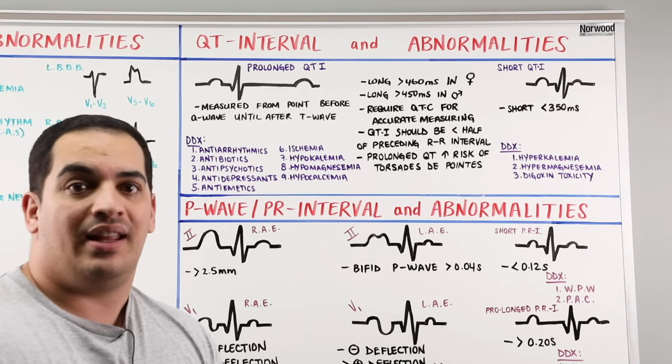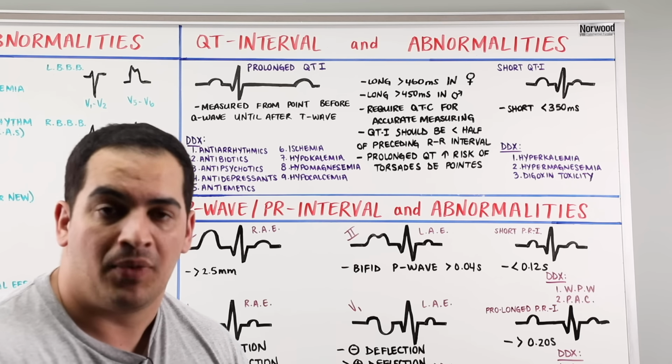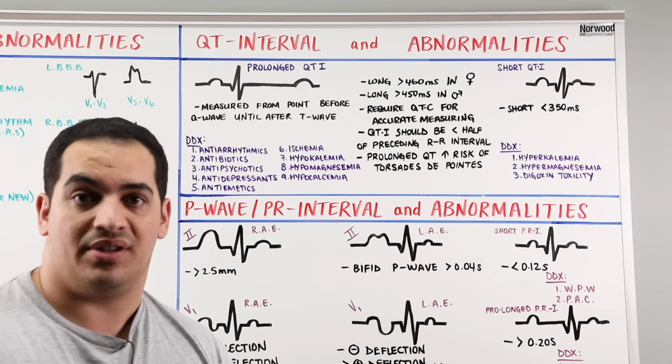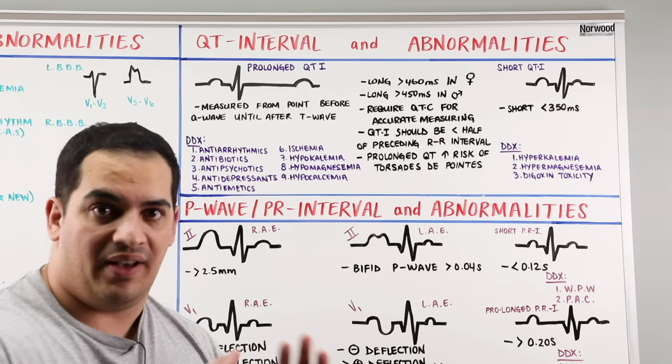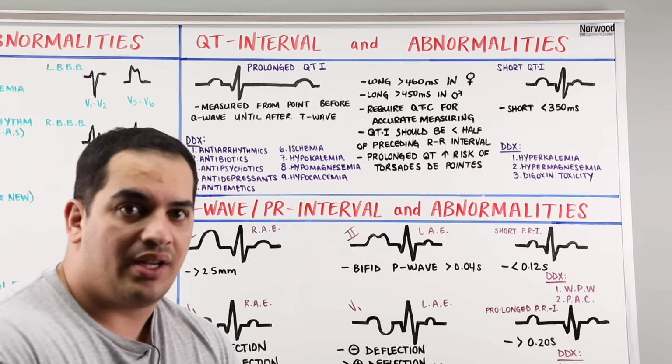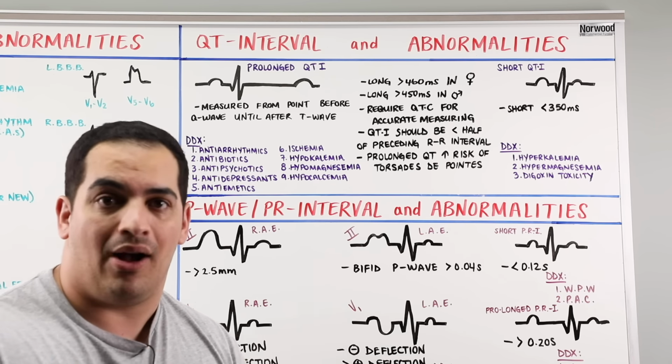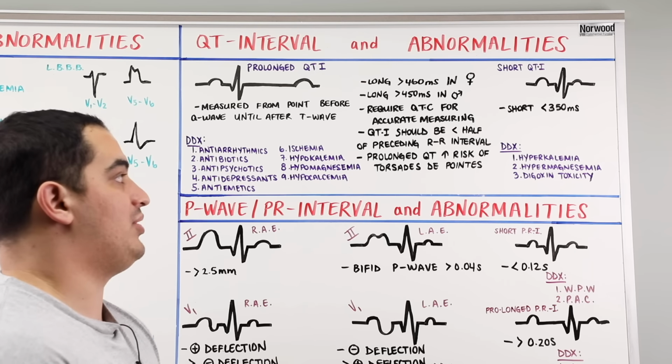The other thing you need to be thinking about is electrolyte abnormalities. Are they low in potassium? Are they low in magnesium? Are they low in calcium? Because those could be particular things that if we fix them, it'll fix that QT interval. Another really concerning one is ischemia. Is this a sign of ischemia? Is the person having a myocardial infarction? I need to be able to pick that up as well.